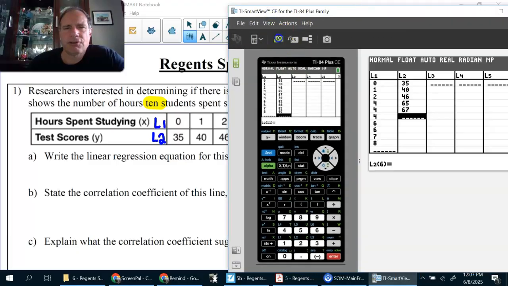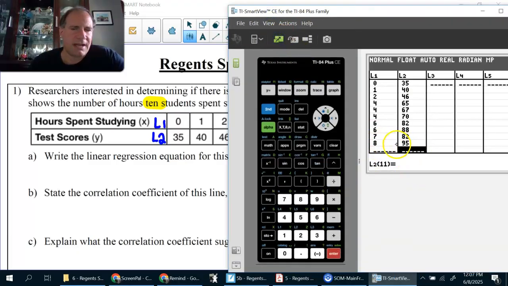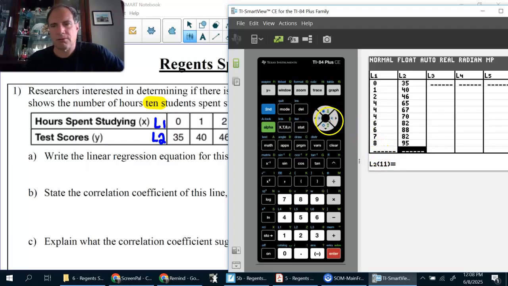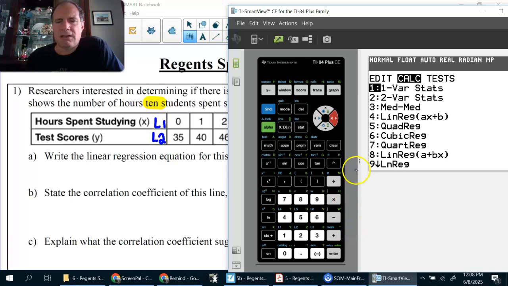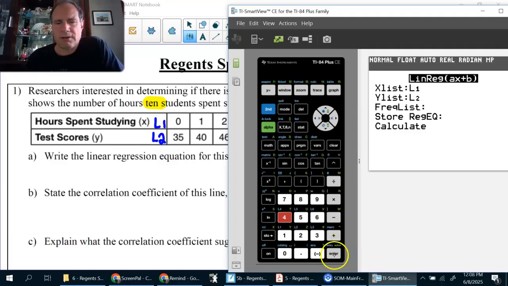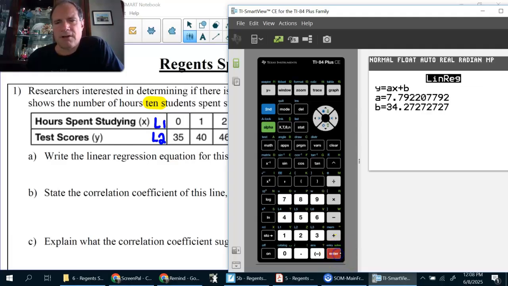So I'm just going to show you exactly what I'm looking at. You see how there are the same amount of numbers in L1 and L2. That's important. Linear regression has to have the same amount of numbers in L1 and L2. So now you press stat and go over to calc, and you go to 4. You could just press 4. And then you press enter 5 times, calculate, and you see what I have on my screen. I'll get to what that means.